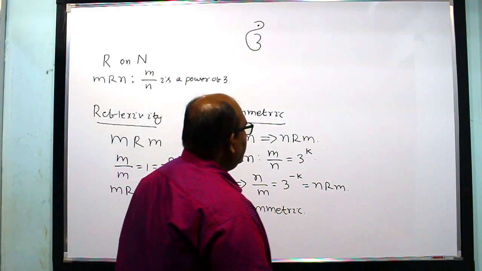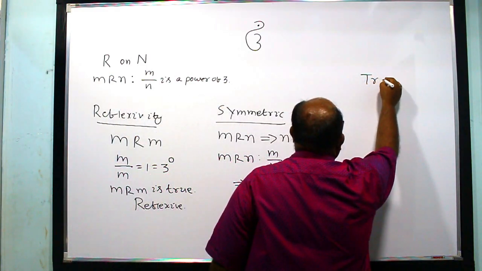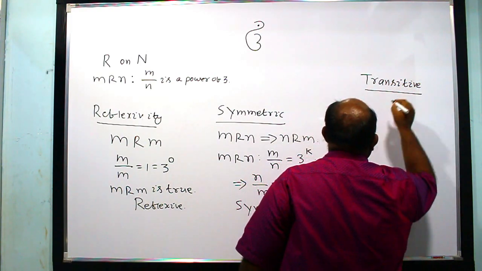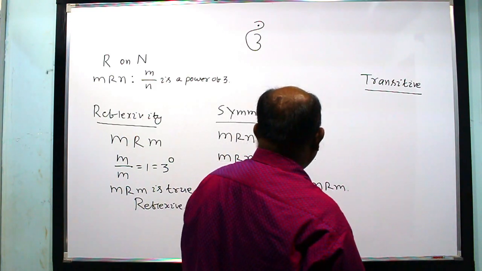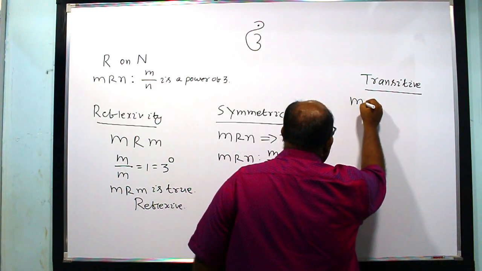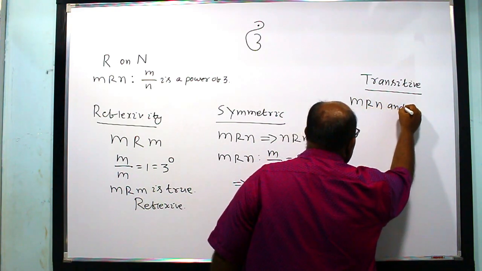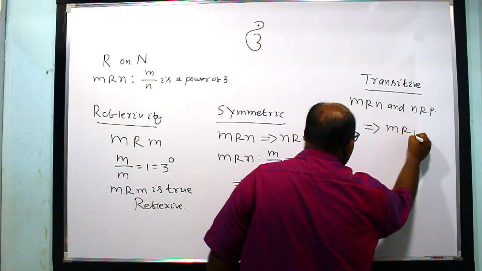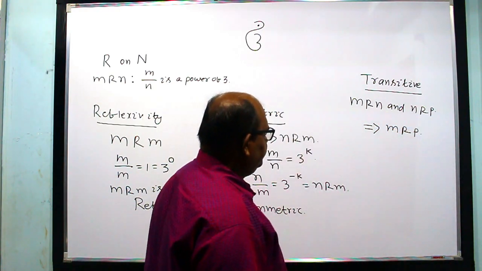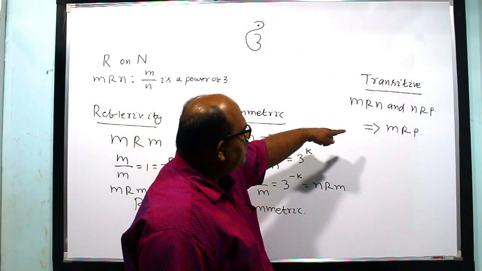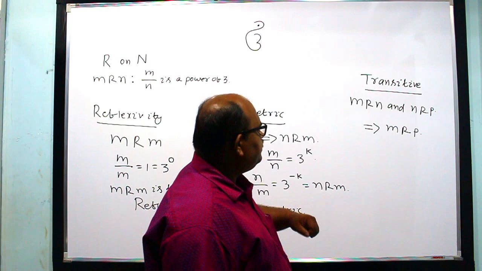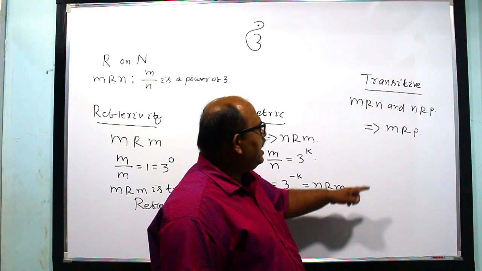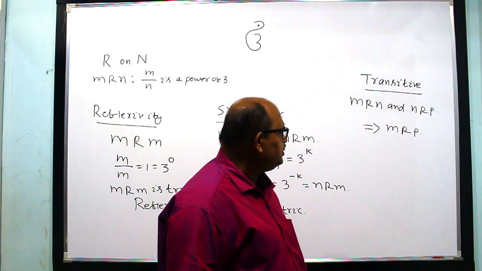Okay. Now, test for transitive. That is, m related to n and n related to p implies m related to p. If this is true, then we can say that it is transitive. Means we have to think, given is m related to n and n related to p, and we have to find whether m related to p is true or false.